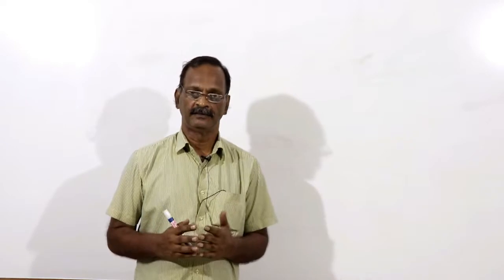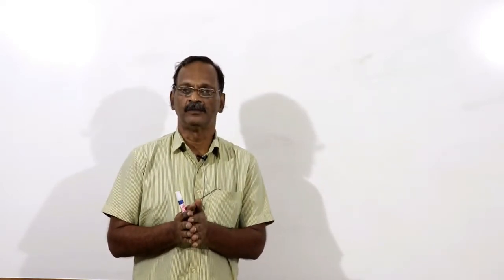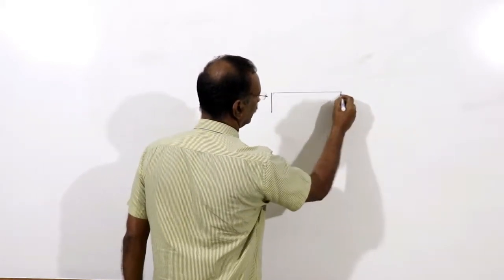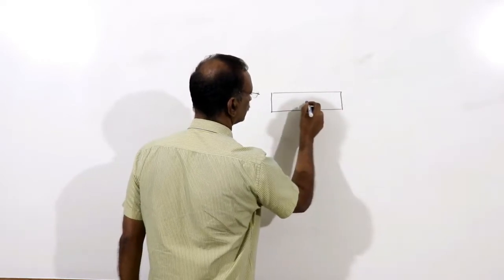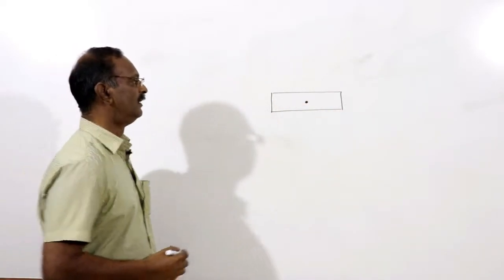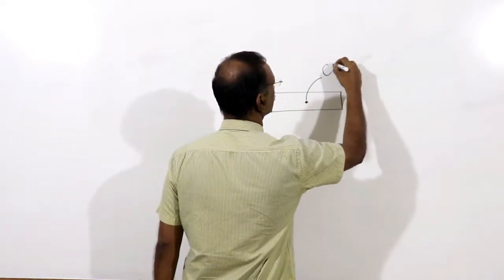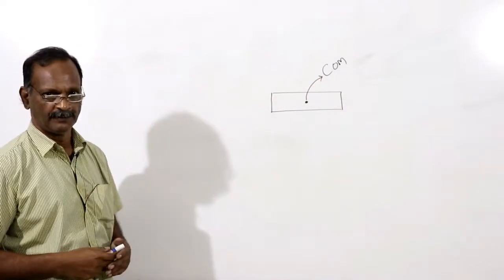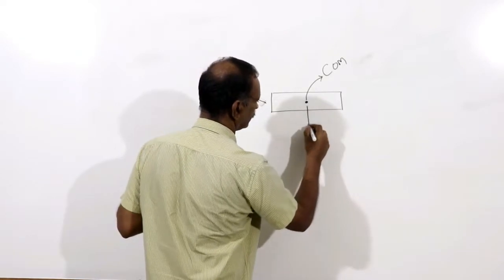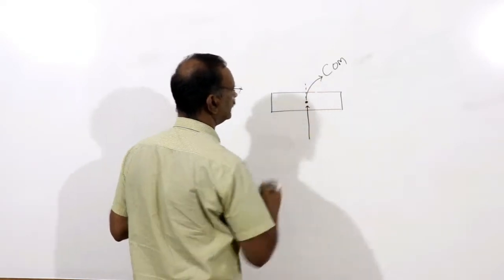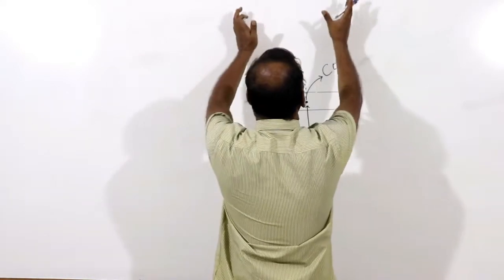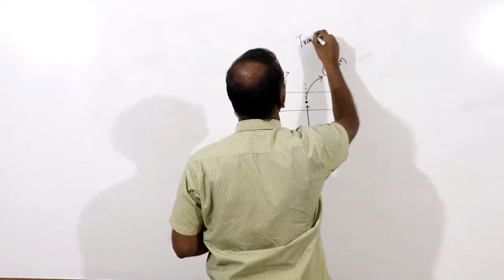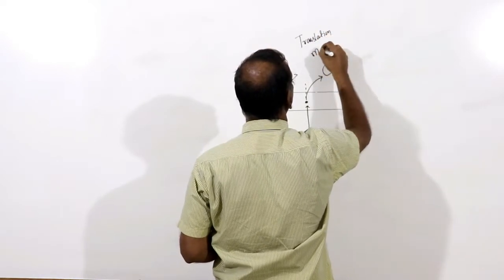Now, how does the center of mass play a role in rotational motion and translational motion? Say we take a rod like this. Its center of mass is located here, and we can apply a force anywhere on the body. Suppose you apply the force along the center of mass, this is the line of action, and the body will move like this. It means it will have translational motion.